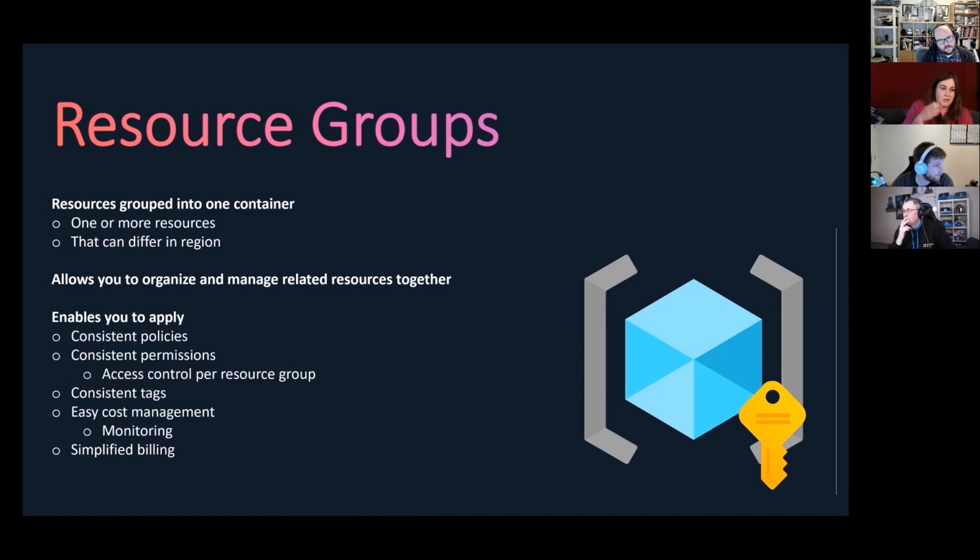In that case, what we can do is set a policy on that resource group to ensure that all of the resources there are only going to be deployed in the West Europe region, which is pretty cool. And when we think about consistent permissions, we don't want, let's say, the data people to access the web application side of things and vice versa.